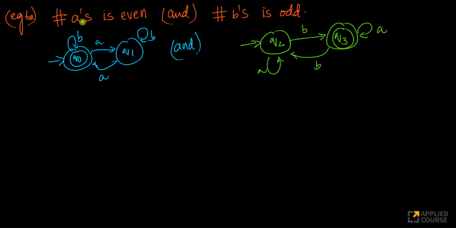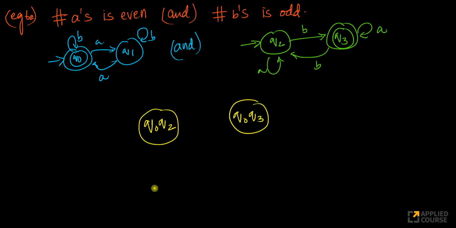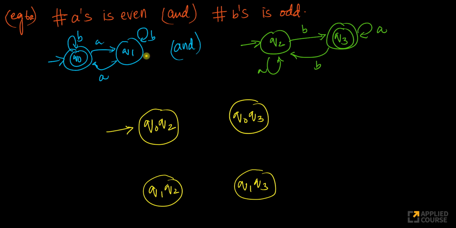Let's construct the intersection of both machines. So what all states will I have? Q0, Q2; Q0, Q3; Q1, Q2; similarly Q1, Q3. 4 states. Which is the initial state here? Q0 and Q2, so Q0, Q2 becomes my initial state because it is logical AND, right? My bad. Yeah, the initial state is okay.